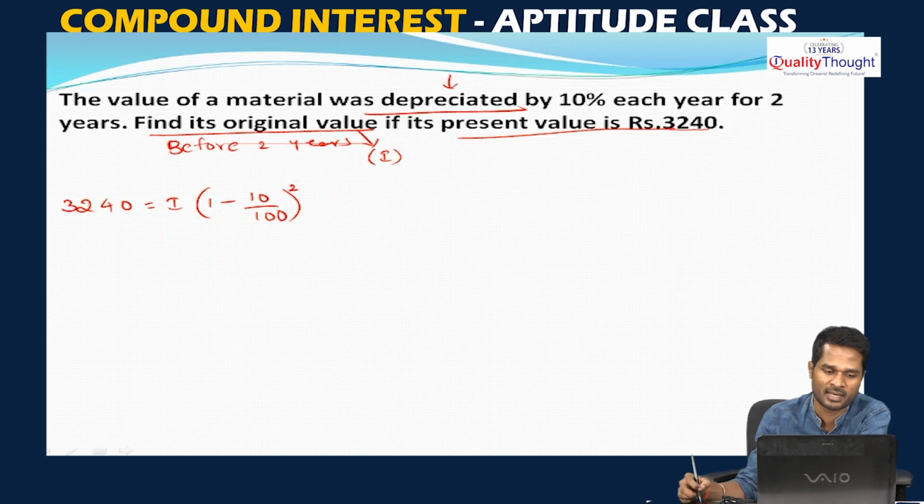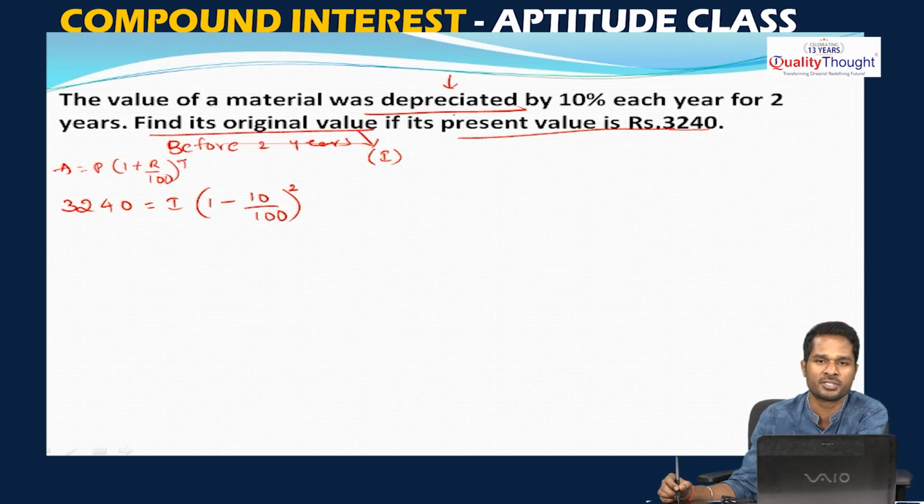This formula is like A equals P into 1 plus R by 100 whole power t. As he said depreciated, that means decreased, we took the minus in place of the plus symbol. If the question says the value is increased, take the plus symbol as it is. Here the A value is 3240, and in place of the principal amount we have written the initial value. The rate of interest here is the depreciation percentage, so I have taken R as 10.